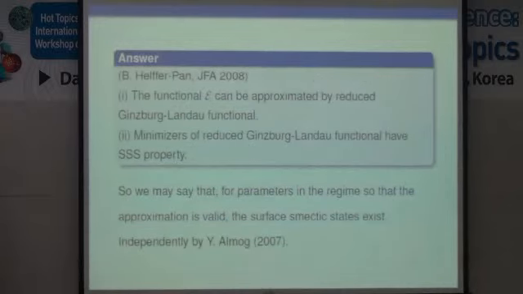Okay, the answer is the following. We cannot give a full proof using the full functional, but we prove it in some sense for a simplified model, even simpler than what I wrote. Actually, we prove that the functional E can be approximated by a reduced Ginzburg-Landau functional. I will tell you what it is. And minimizers of the reduced Ginzburg-Landau functional do have such a property. So for some parameters, this approximation is true, and then you do have such a surface smectic state. We can say that for parameters in the region where the approximation is valid, the surface smectic states exist. And here I want to mention that Armoga also got some similar results independently.